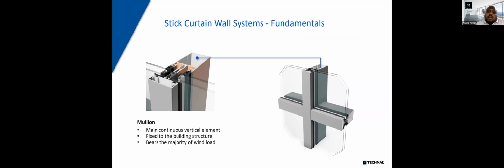And wind pressure, when it's attacking on a facade, the majority of the force is acting on the mullions. The transom, which is your horizontal component, is fixed to the mullions on both sides, and its duty is to bear the glass load. So transoms can be in different depths and different sizes based on what kind of glass we use, what are the widths of the glass, what are the height of the glass, what are the weight of the glass. All of these factors will help determine the kind of transom which we use on a particular facade.